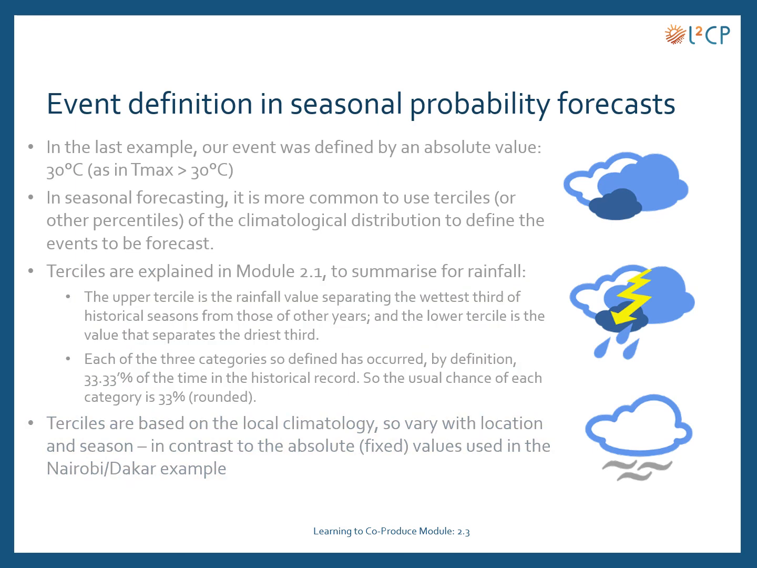It must be emphasized that terciles are not invariant with location and season, like the previous example based around 30 Celsius and maximum temperature. Rainfall or temperature values corresponding to the terciles vary spatially and temporally as the local climatology varies.